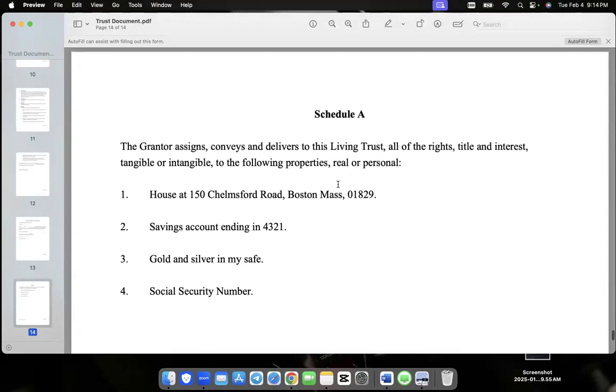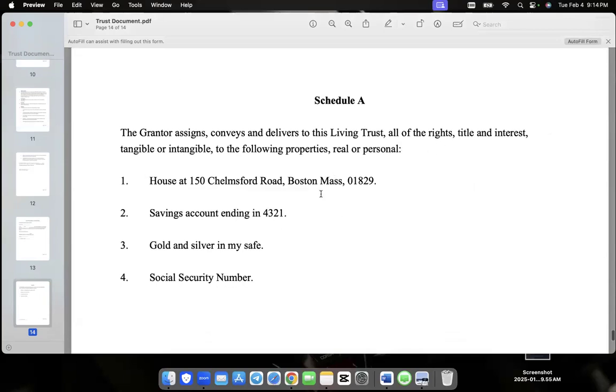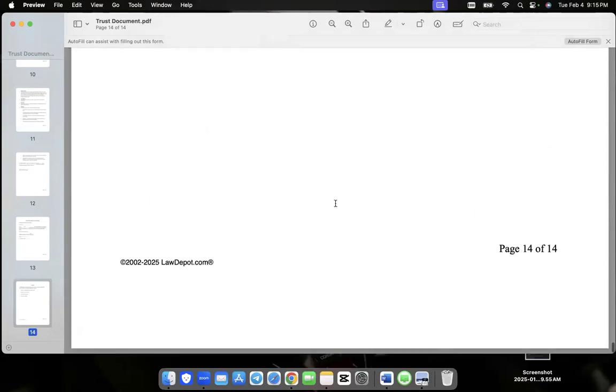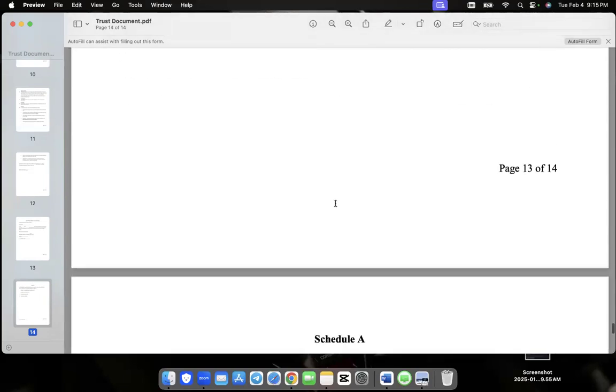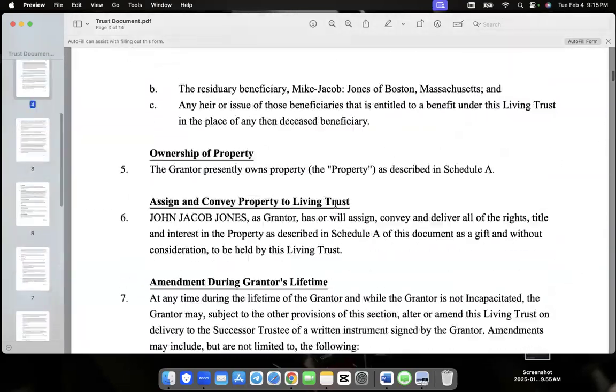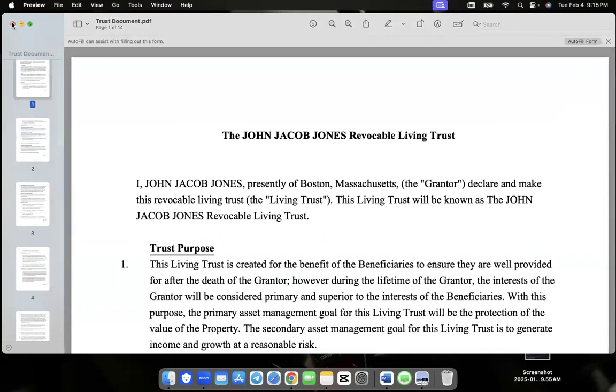And then as you can see, Schedule A is what the grantor is assigning, right? It's assigning all the personal belongings to whoever you gave it to, right? The social security number, gold and silver in my safe, savings account, the house at this location, right? Is that all pretty cool, guys? Like, how many of you thought it was harder than that?